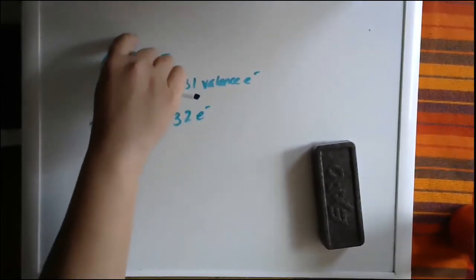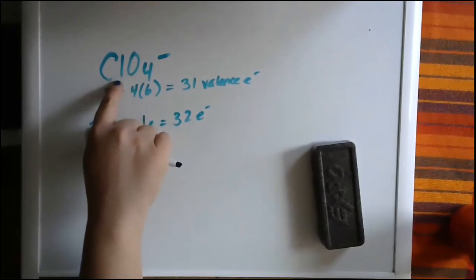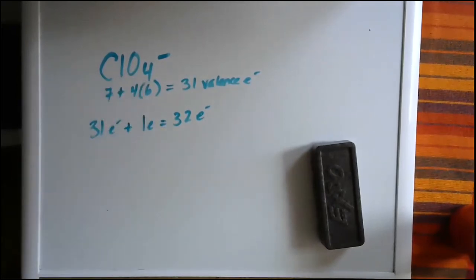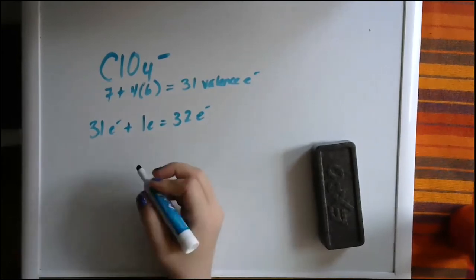Now, out of these two atoms here, which one is more electronegative, chlorine or oxygen? You have to go back to your electronegativity table to figure that out.